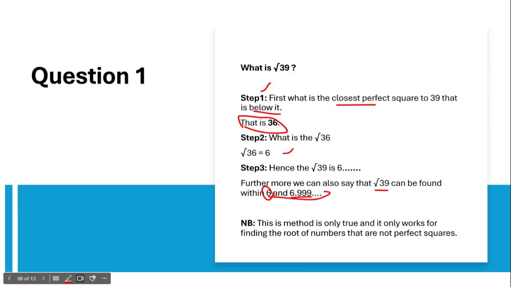We also note that this method only works for finding the square roots of numbers that are not perfect squares. There is no point in using this method to find the root of a perfect square, because we already know that the root of 36 is 6. We already know that the root of 49 is 7.